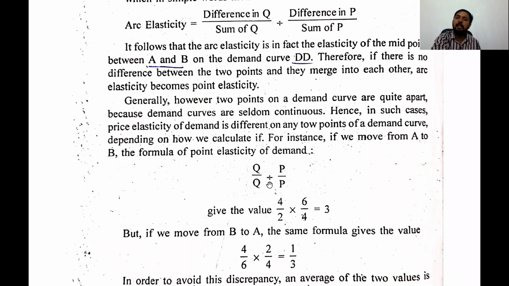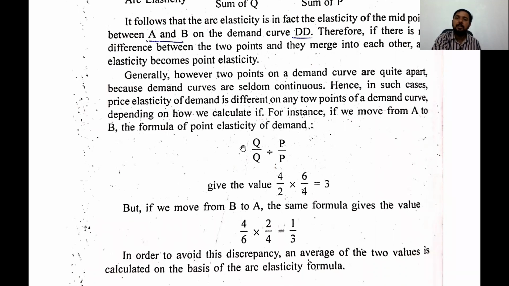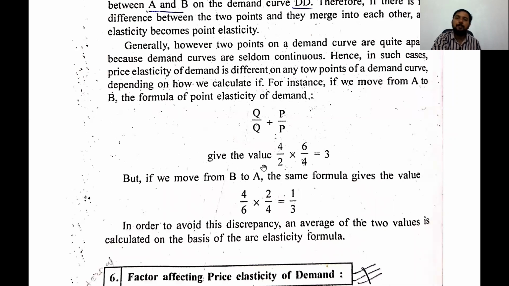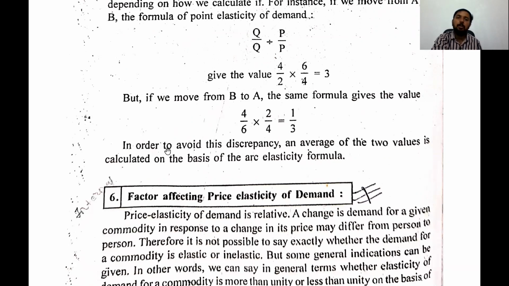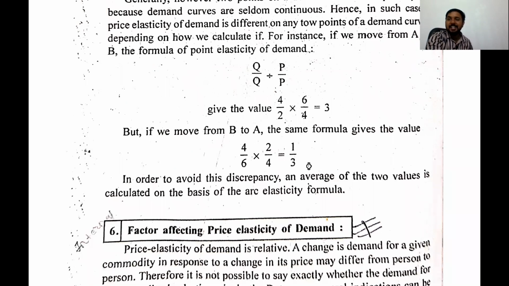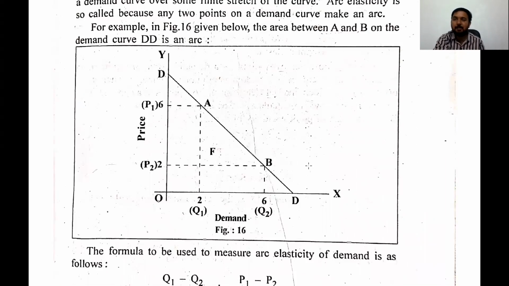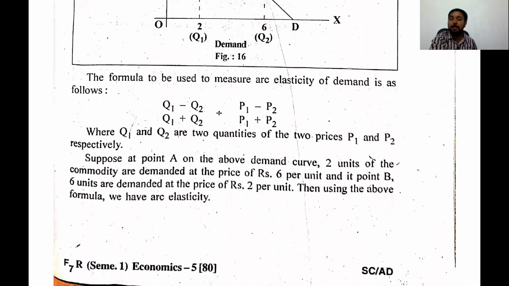So here we are given the formula of point elasticity, quantity divided by quantity, price by price. Here this is the before and this is the after case. Giving the values, we will get 3. But if we move from B to A, the same formula will give us 1 by 3. In order to avoid this discrepancy, an average of the two values is calculated on the basis of arc elasticity. So guys, here we have seen the point elasticity and the arc elasticity.